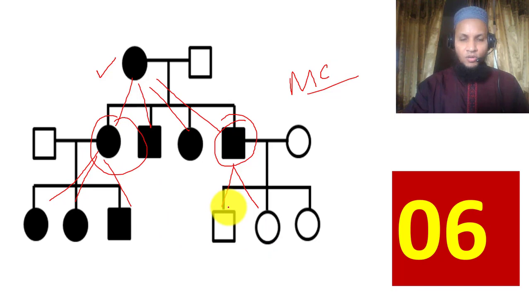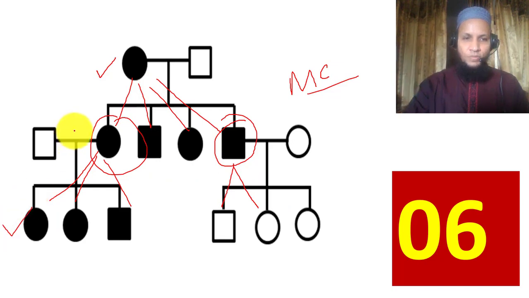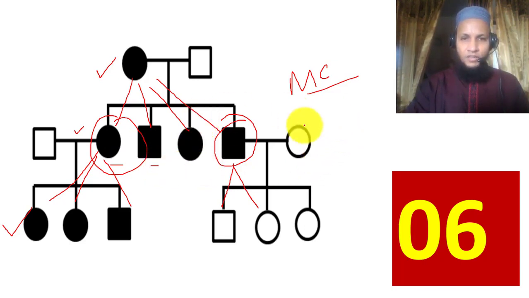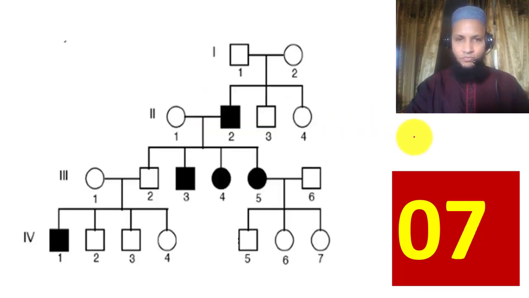So we can make a mistake by calling it autosomal dominant because there is no skipping of generation, all generations are affected, and both males and females are affected. But for autosomal dominant disease there must be male to male transmission. Here there is no male to male transmission. We can tell it is mitochondrial inheritance.